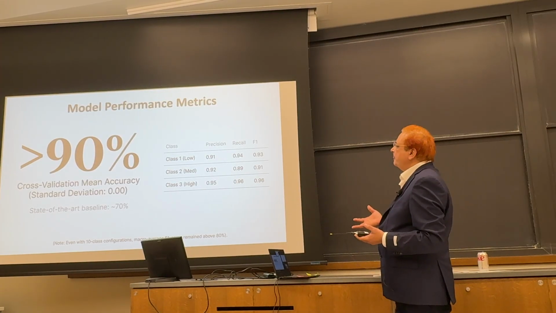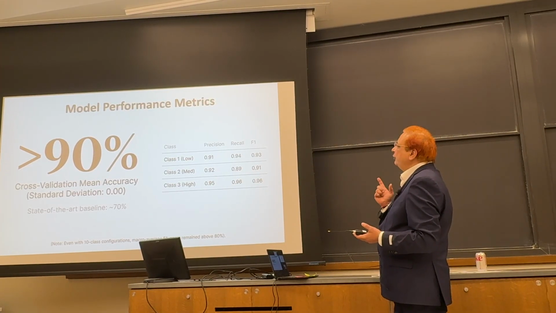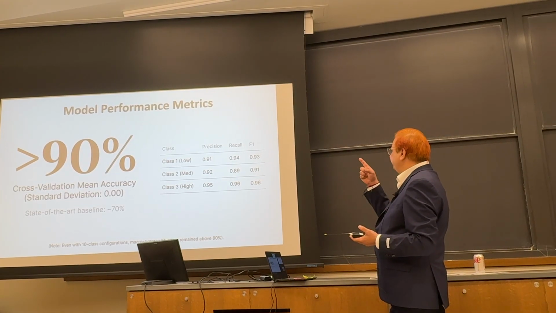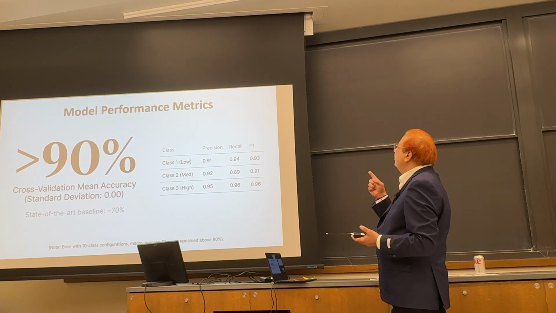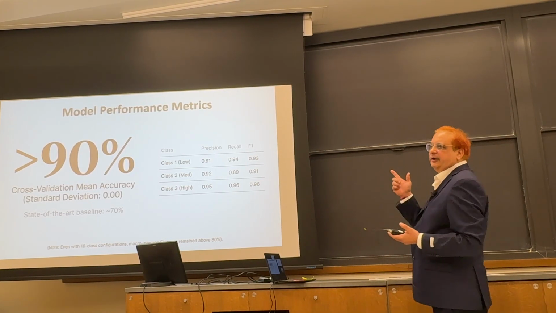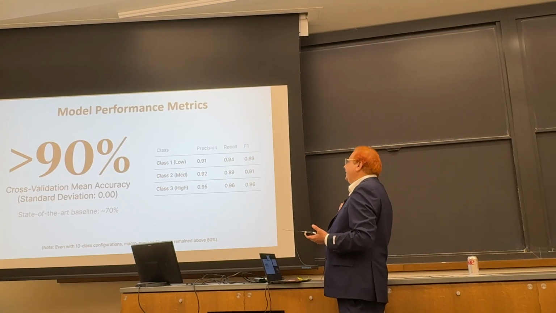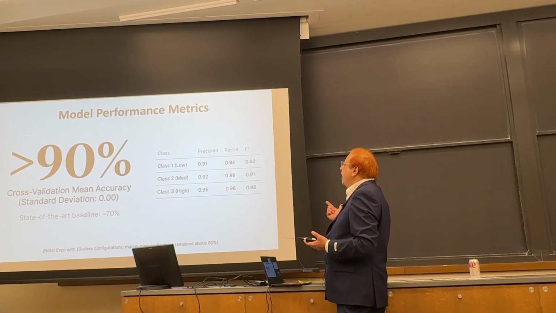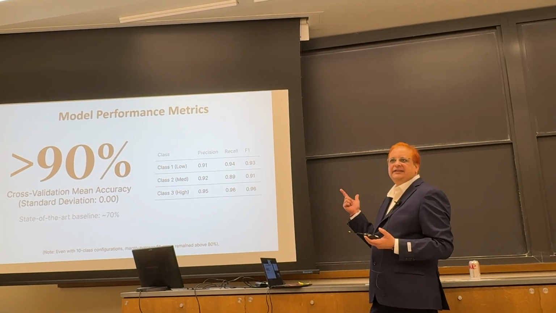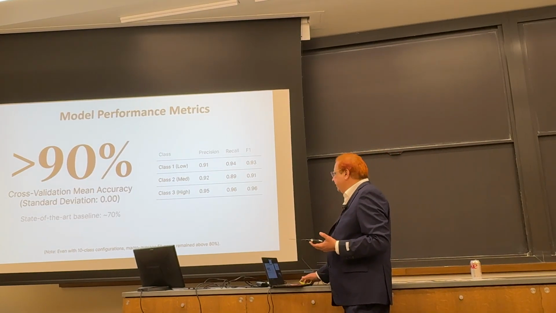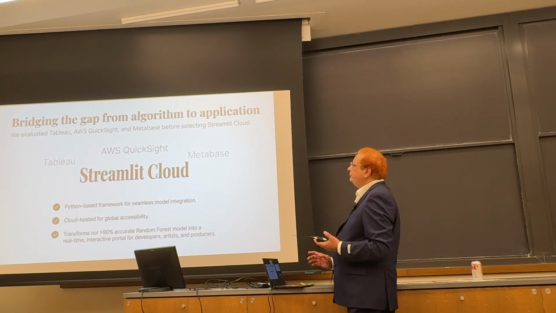And here is our cross-validation mean accuracy across the 3 classes, with precision, recall, and F1 tabulated here. They consistently stayed above 90% by and large, and that robustness is what stands out in this work.